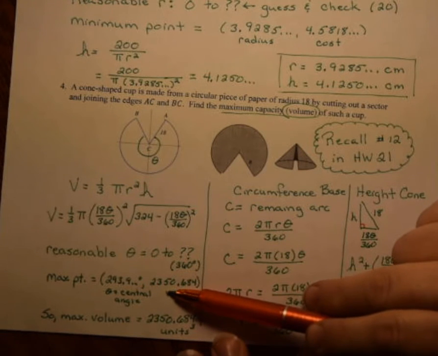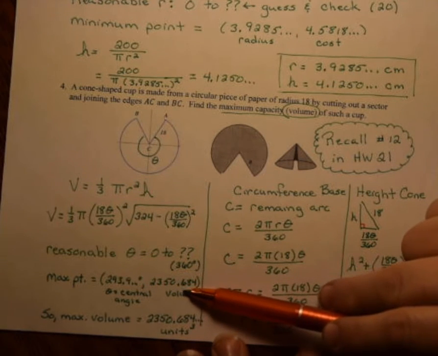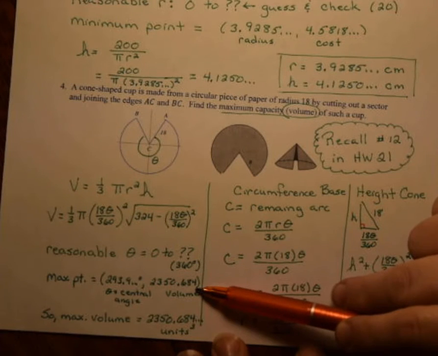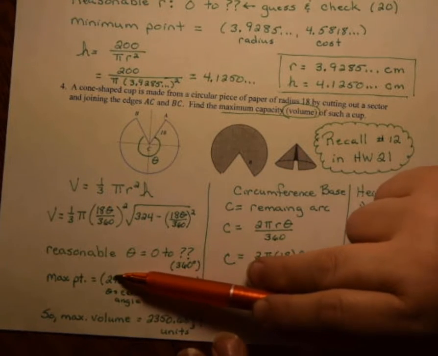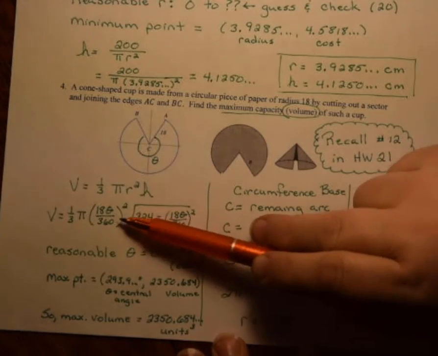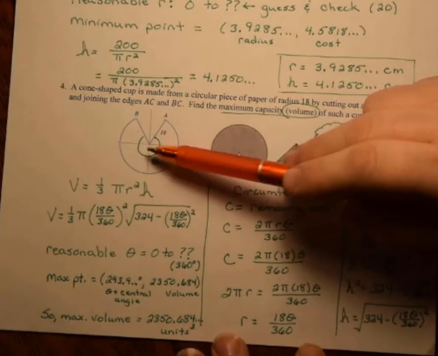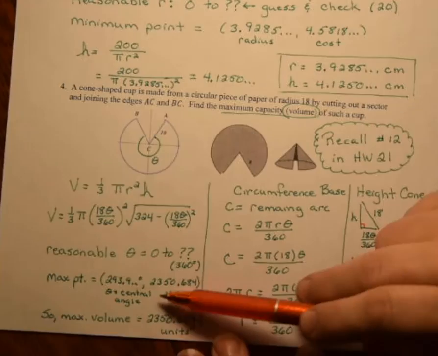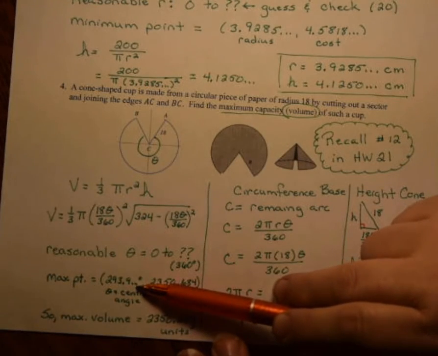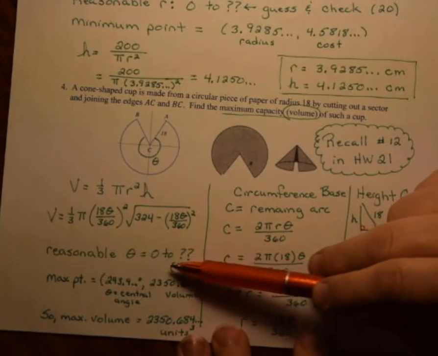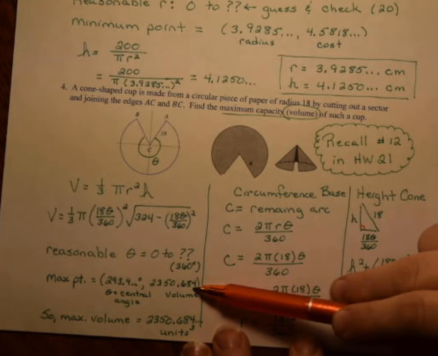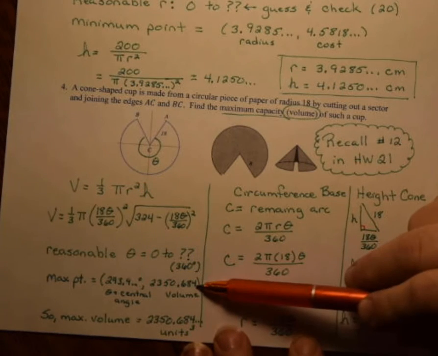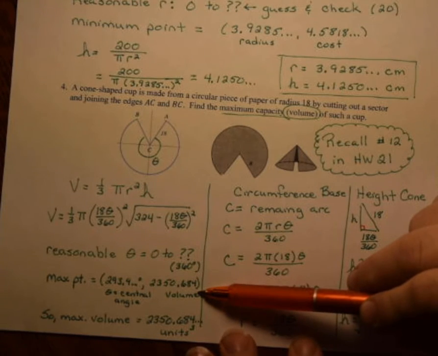And so the maximum point was 293.9 and so on, and 2,350.684 and so on. Well, what do these numbers mean? Our x was our theta, and so that's the angle, and that's in degrees. And then my y value, which is the volume, would be the maximum volume, and it doesn't give us a unit, so it'll just be cubic units.